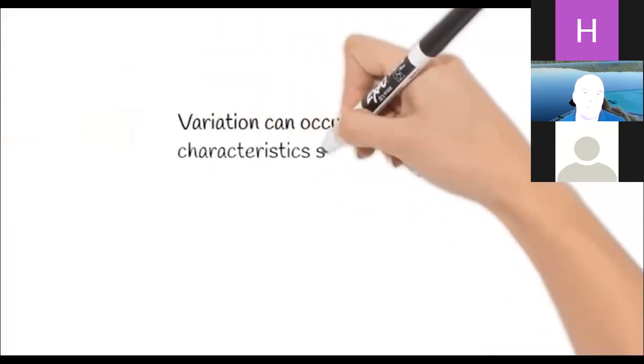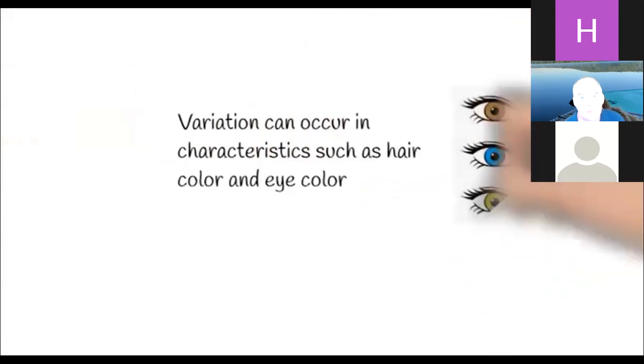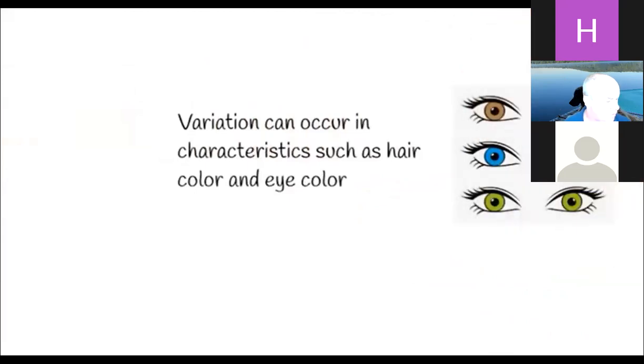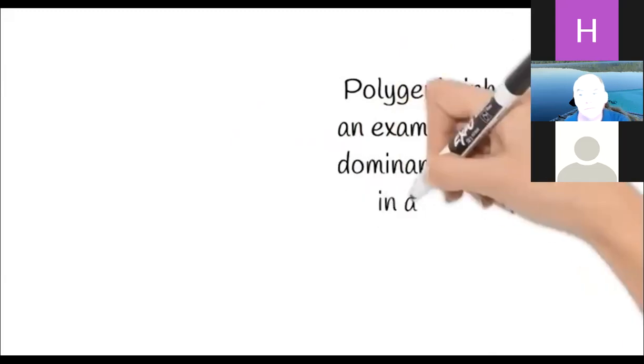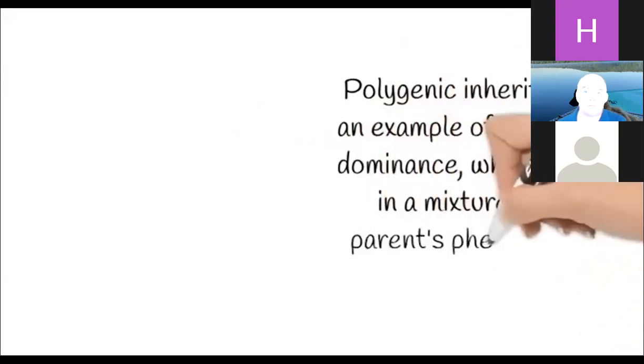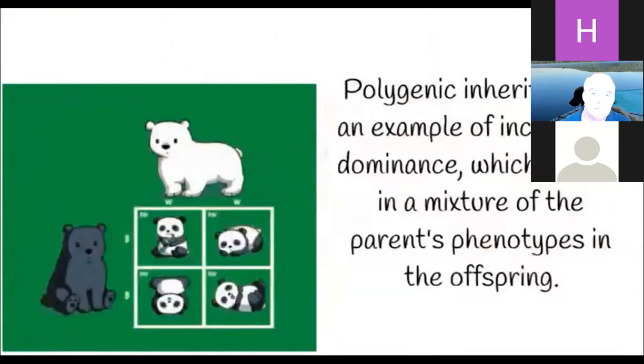Multiple alleles combine to produce a phenotype. Variation can occur in characteristics such as hair color and eye color. Polygenic inheritance is an example of incomplete dominance, which is when a dominant allele does not mask a recessive allele, resulting in a mixture of the phenotypes of the parents and the phenotype of the offspring.